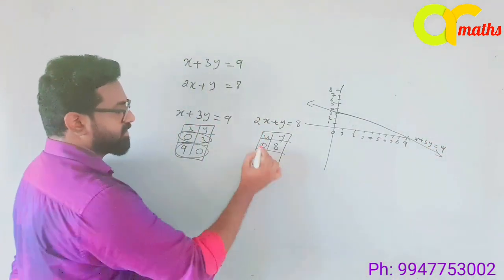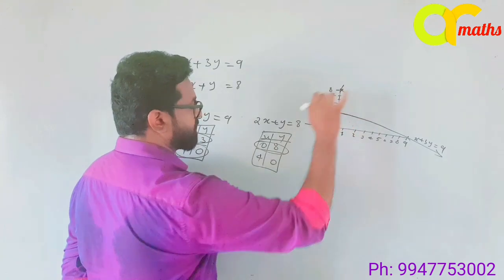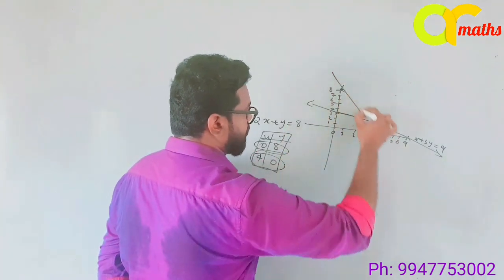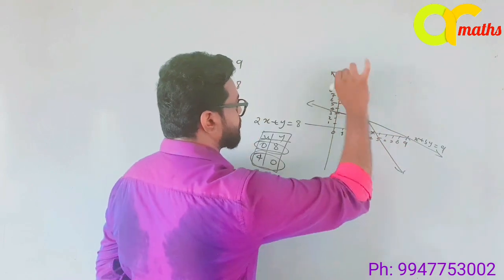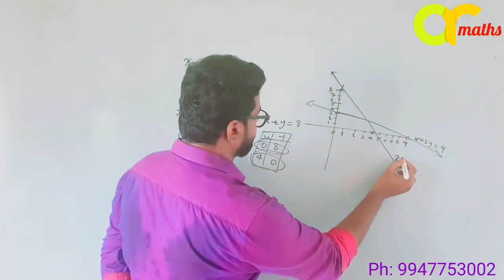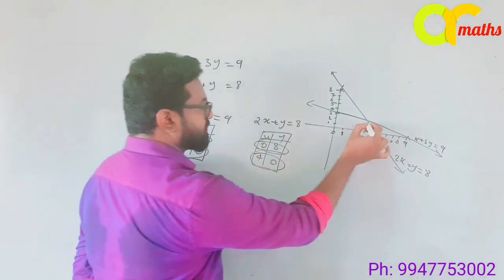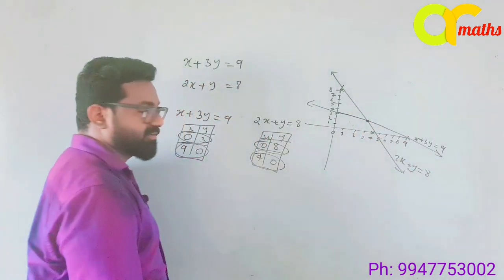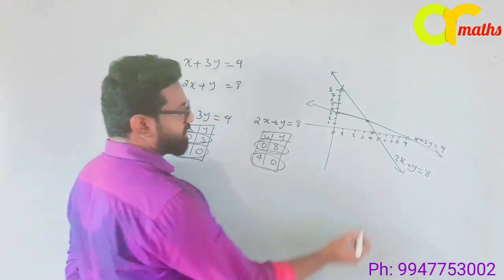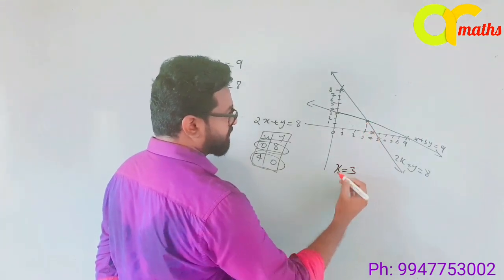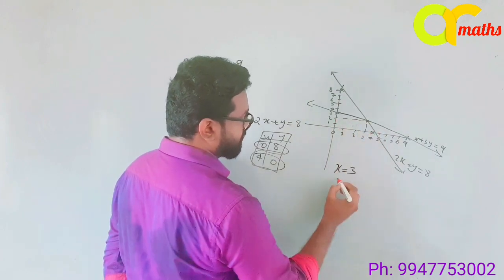For the second equation, 0, 8 here and 4, 0 here. Then join these two points. Its equation is 2x plus y equals 8. Then this intersecting point is the solution. So here, what is the value of x? That is 3. What is the value of y? That is 2.